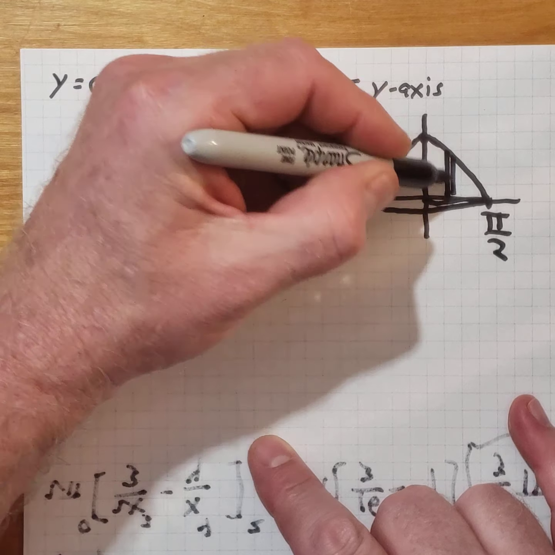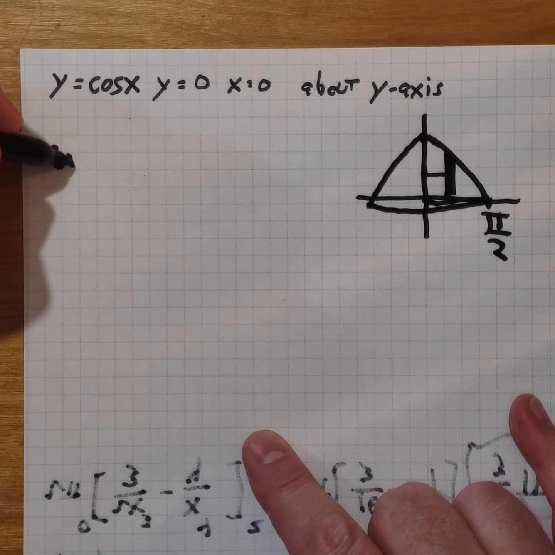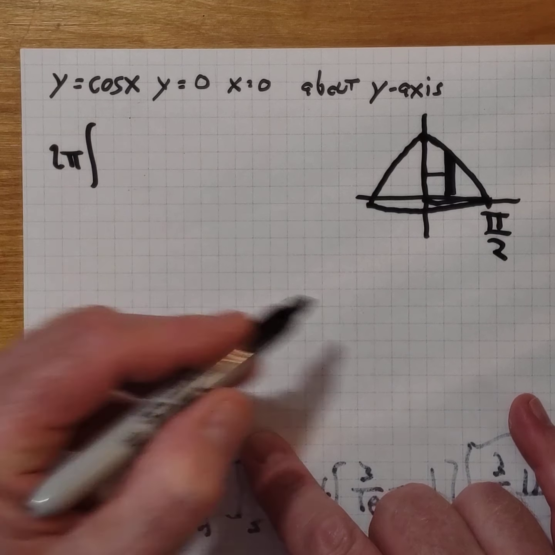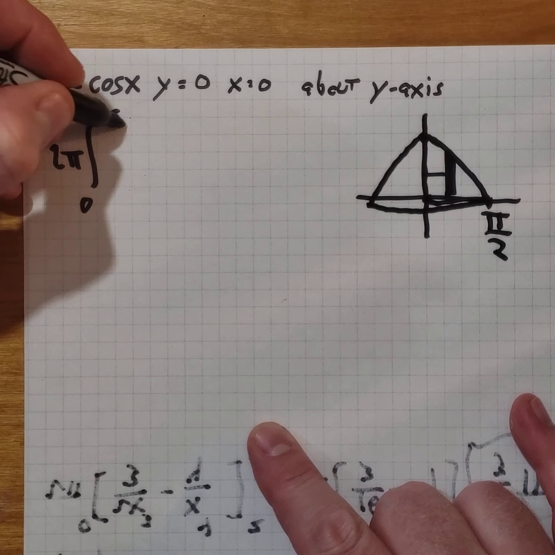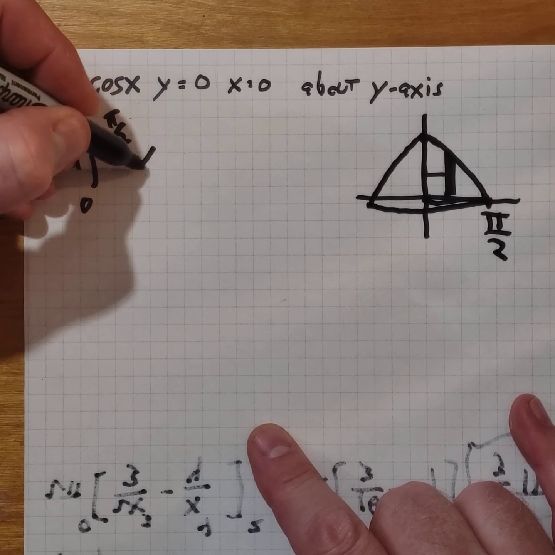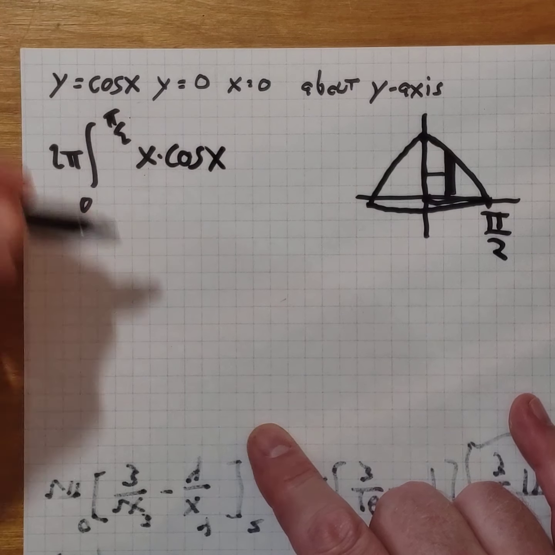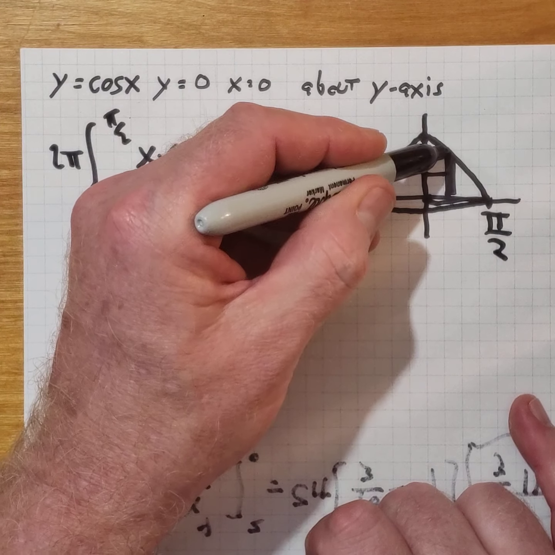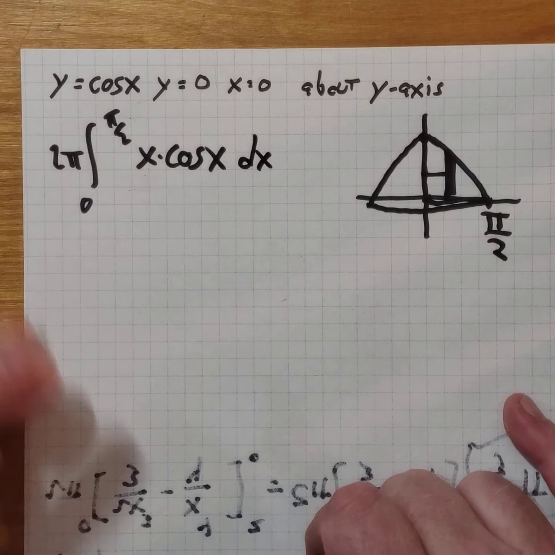Think about your standard rectangle and how far it is away from the axis. 2 pi. Our original region starts at 0, ends at pi over 2. x times cos of x. Our x for our distance, our cosine of x for the height of the rectangle, and then our dx.